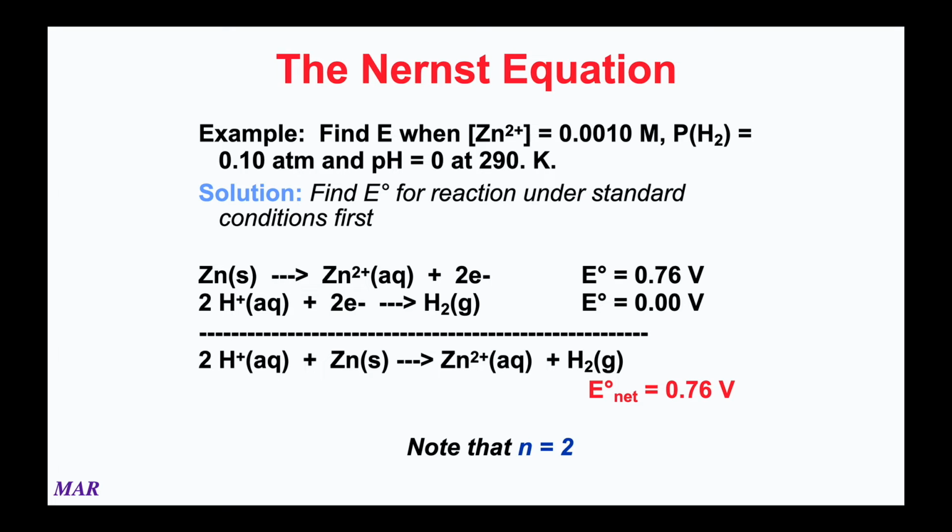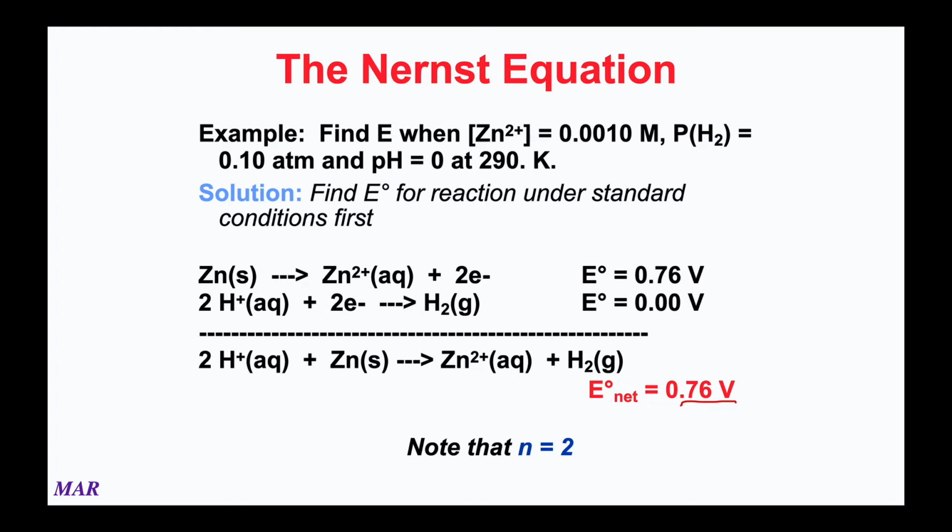So the E naught, the standard cell conditions, if this was 298 Kelvin and all the atmospheres were 1 and the concentrations were 1 mole per liter, the cell potential would be positive 0.76 volts. However, in this example, we're going to see we're not under standard conditions. So we're going to take this 0.76 number and do some stuff to it.